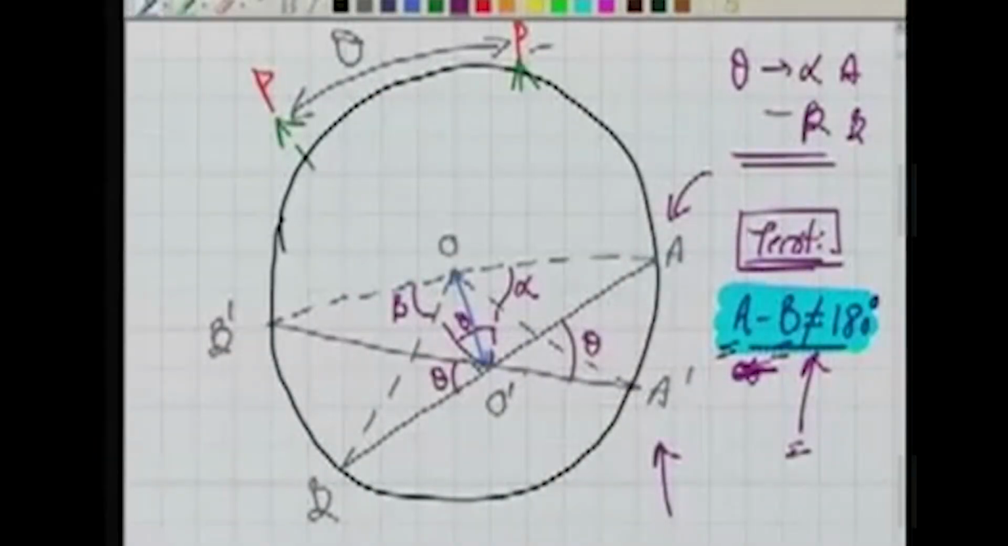Now how to eliminate it? In order to eliminate it, we'll do a little analysis here. Now this angle also, we know it is theta. I'm going to delete this one here just to have better clarity in the figure.